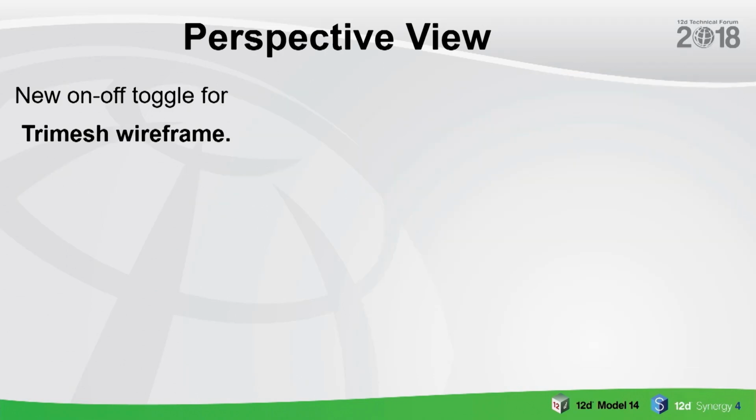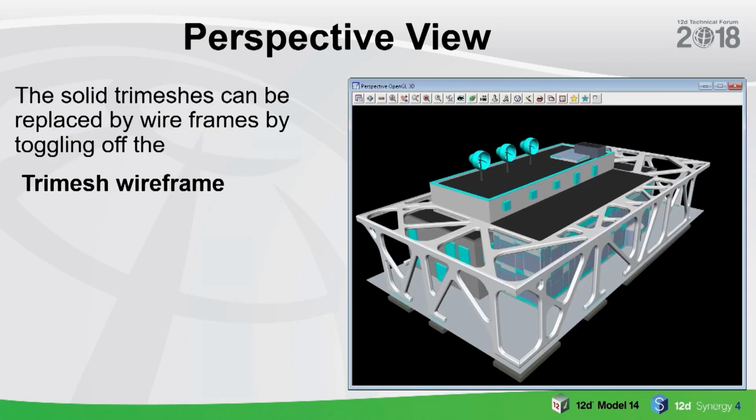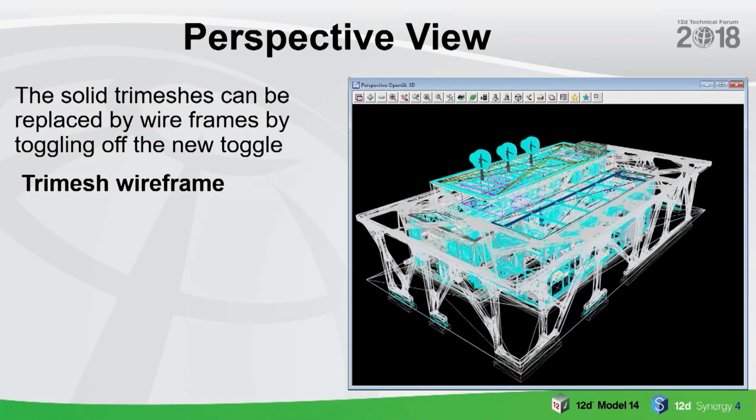Another one is you can turn on and off a trimesh wireframe. Same sort of thing. You've got a trimesh there with solids. Go in, turn this one on, and you see the wireframe. Sometimes it's great to have the wireframe when you're trying to pick things and stuff like that, or to draw from point to point.